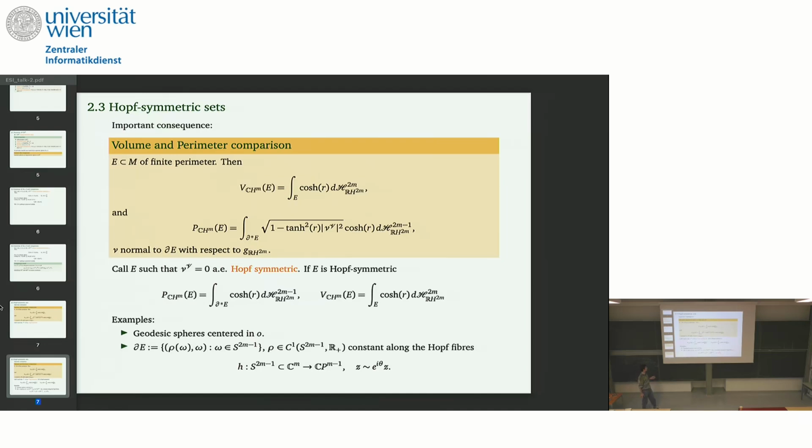Okay, very quickly, examples of Hopf symmetric spaces: geodesic spheres centered at the origin, right? We hope that our competitor is still a Hopf symmetric set. Or in particular, I will not go into details, but this kind of justifies the name Hopf, star-shaped sets such that the profile function is constant along Hopf fibers. That's why. So if you want, those are sets that can be parameterized over a complex projective space. There are a lot of them. That's just the motivation.